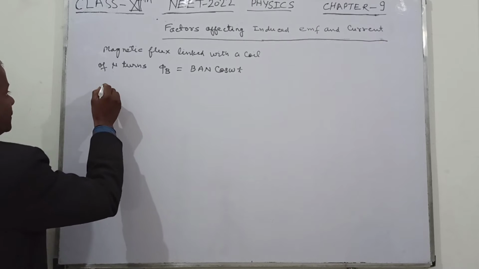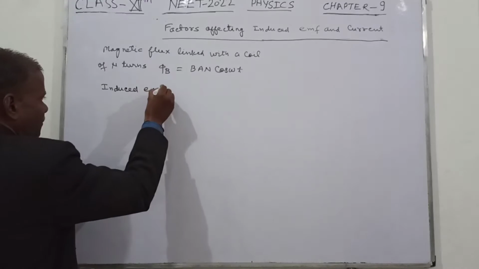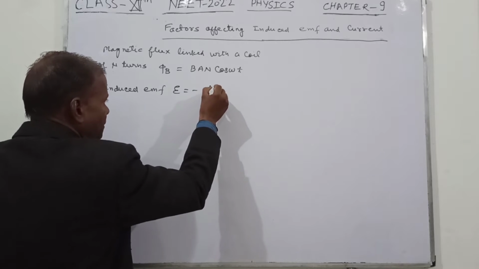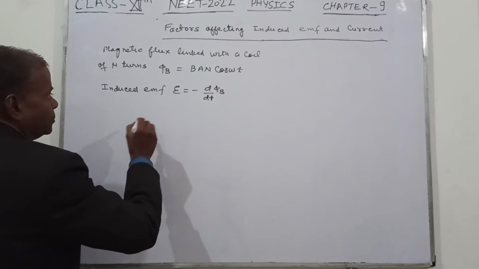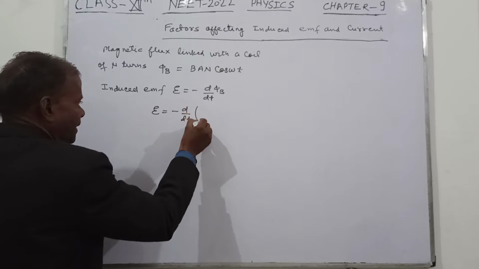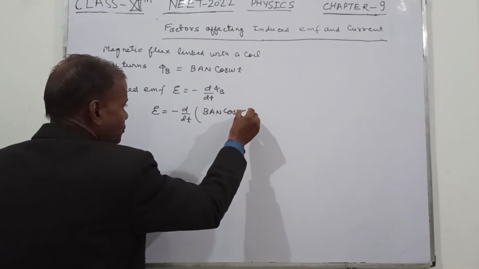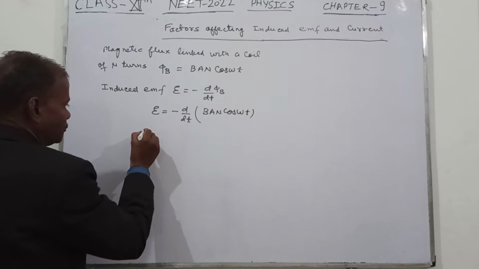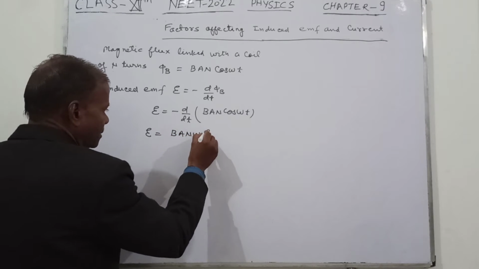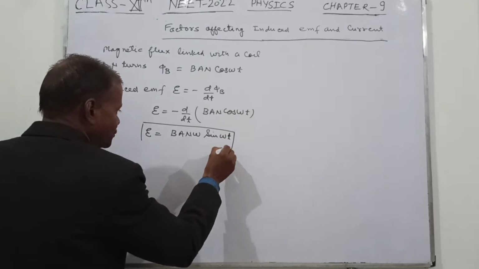So the induced EMF, E equal to minus d upon dt of phi B. So this E is equal to minus d upon dt of phi B, and phi B is what? BAN cos omega t. So this is equal to BAN omega sin omega t. This is the induced EMF.